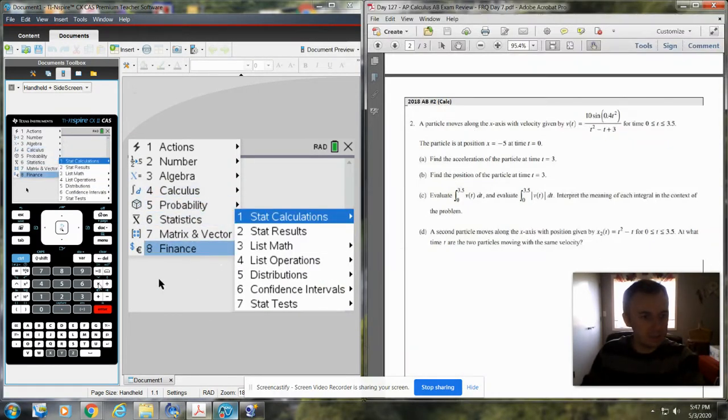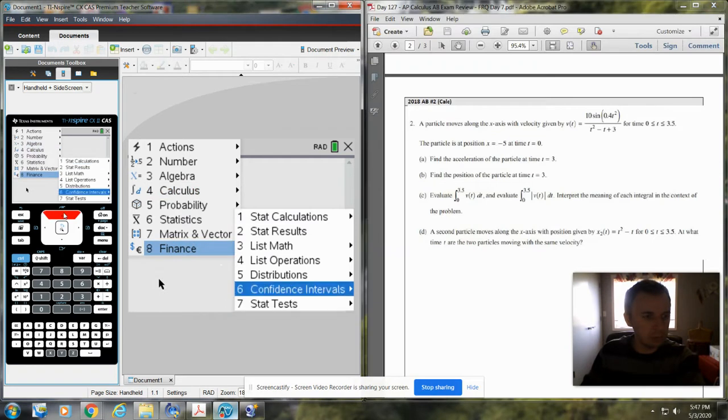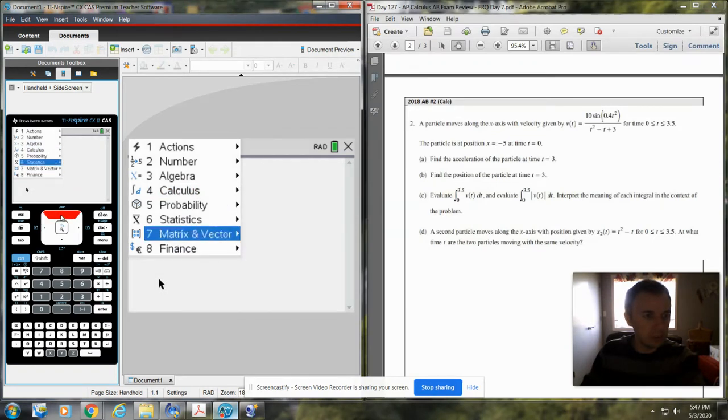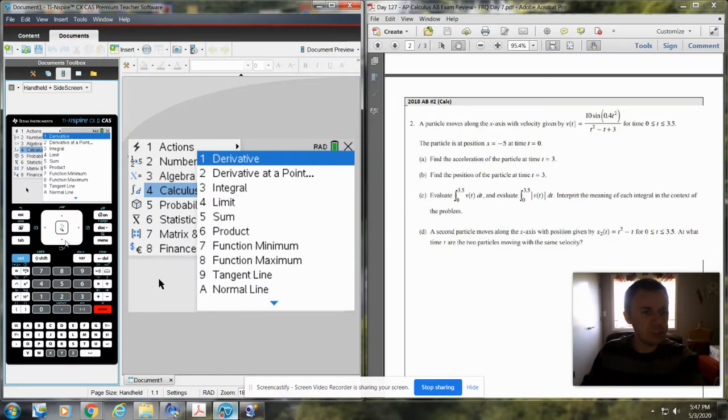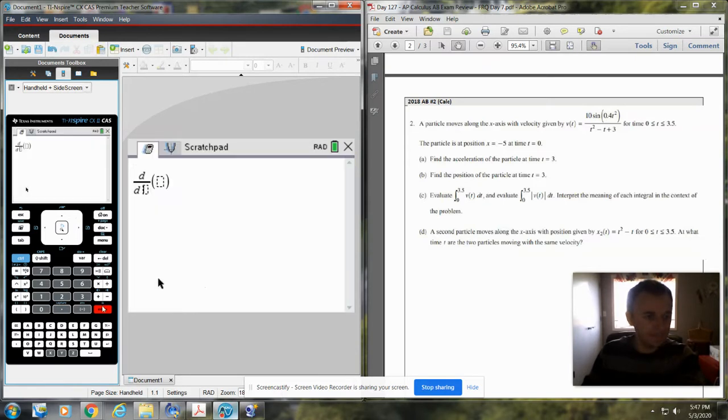Let's see. So we have calculus. Let's get calculus back on. Let's get calculus there. Press enter. Then we're going to go to, first let's try derivatives. So let's find the derivative of a function. So press enter. Okay, so you should have this on screen now.